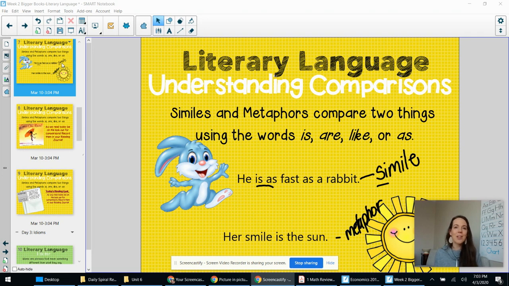Authors use language like this because they want to make their books more interesting, rather than just saying, he is fast, or she has a nice smile. They add similes and metaphors to spice up their writing and make it a little bit more interesting.